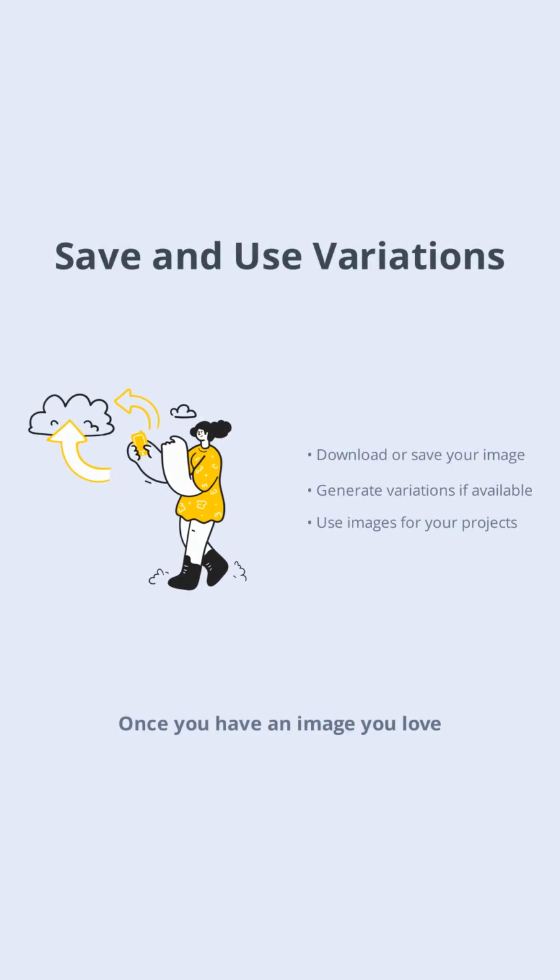Once you have an image you love, use Gemini's download or save function to keep your creation. Save it as a PNG or JPG, and give it a descriptive name for easy reference. Some versions of Gemini also let you generate variations on your image, offering even more creative possibilities. Experiment with these options to explore different looks and styles. With your image saved, you're ready to use it however you like, whether for personal projects, presentations, or sharing with friends.